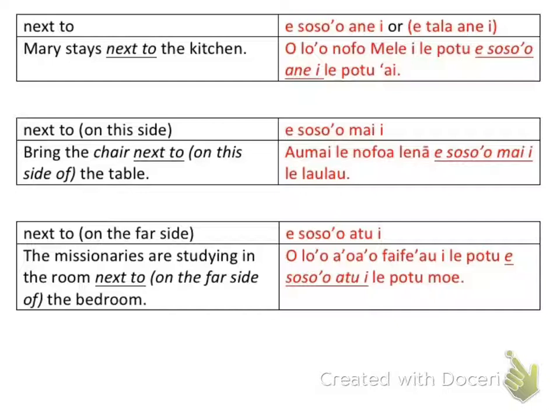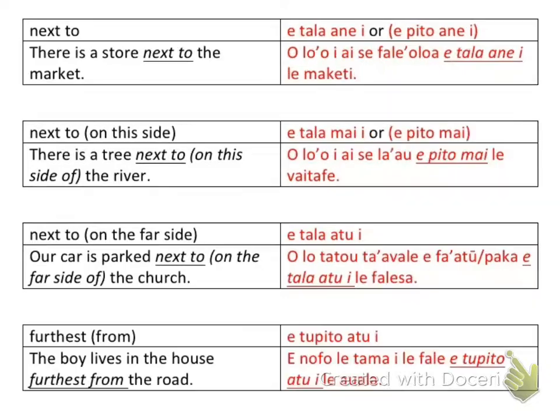Okay, and this one is on the far side. It's next to, but it's on the far side of whatever you're talking about. It's not closer to you, it's further. So the missionaries are studying in the room next to, on the far side of the bedroom. The way that I would say this in Samoan is e sasoo atu i. O lo'o a'oga'i faifeau i le potu e sasoo atu i le potu moe. Okay, so let's move on. Again, pause the video if needed.